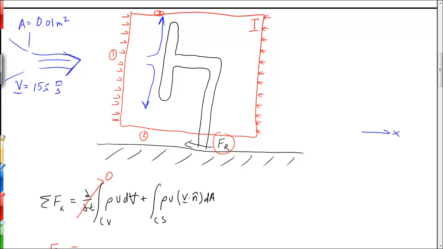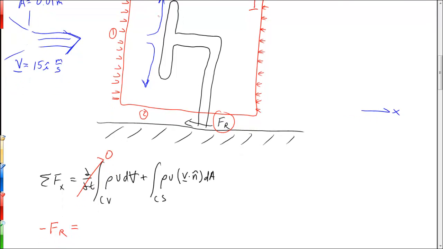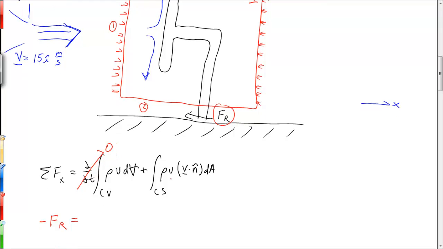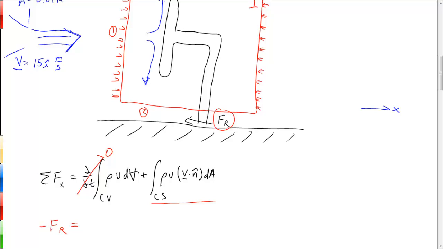Now, for regions 2 and 3, there's no u component of velocity. We specifically said that this velocity was going straight up or straight down. And so for regions 2 and 3, we get 0 out of this integral here. Even though there is a mass flow across the boundary, there is no momentum transfer in the x direction across the boundary because there's no x component of velocity across the boundary. So that leaves us with just the water that's entering at section 1.